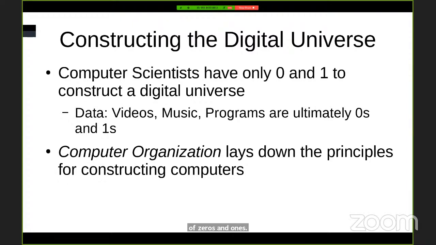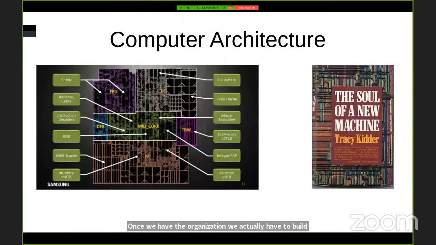So we say, how do we represent integers? How do we represent real numbers? How do we encode things like instructions to a computer and so on? Once we have the organization, we actually have to build it. And computer architecture is the part of computer science that says, okay, we have 1 billion transistors that the computer engineers are giving us. What should we do with those 1 billion transistors?